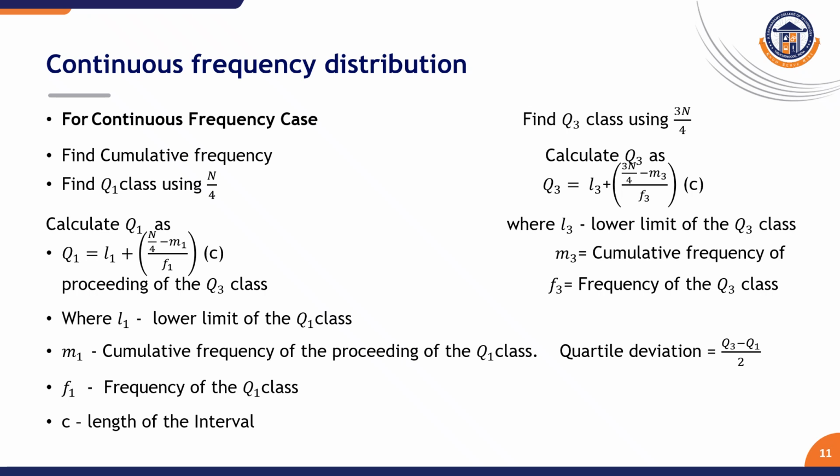Now we can find the Q3 class using 3n by 4. Q3 can be calculated as L3 plus ((3n by 4 minus M3) by F3) into C, where L3 is the lower limit of the Q3 class, M3 is the cumulative frequency preceding the Q3 class, and F3 is the frequency of the Q3 class. Then after that, quartile deviation is (Q3 minus Q1) by 2.